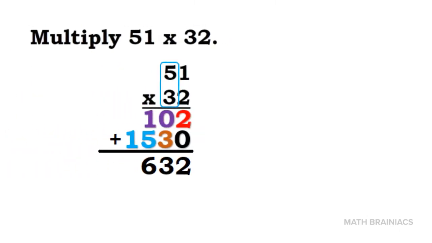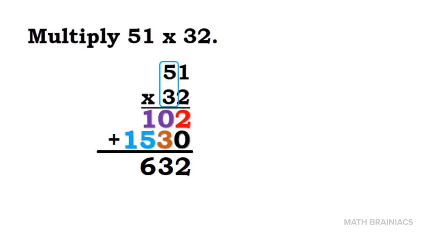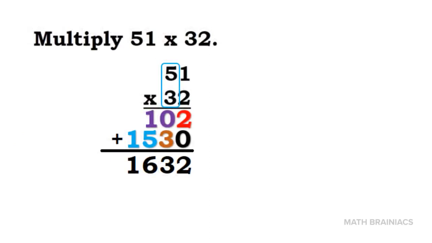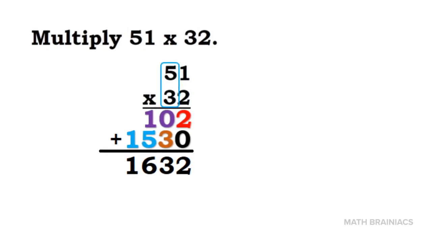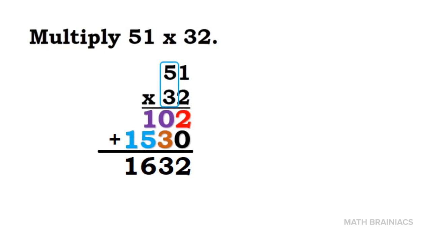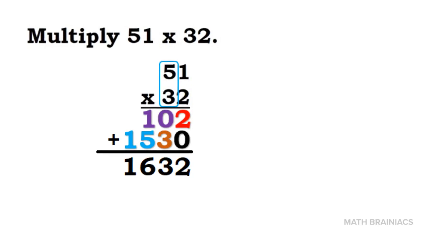Then we can move now to the hundreds place value. 1 plus 5 is 6. Since we do not have addends anymore, we can just bring down the 1. As a result, 51 times 32 will give us 1,632. It is very easy, right?